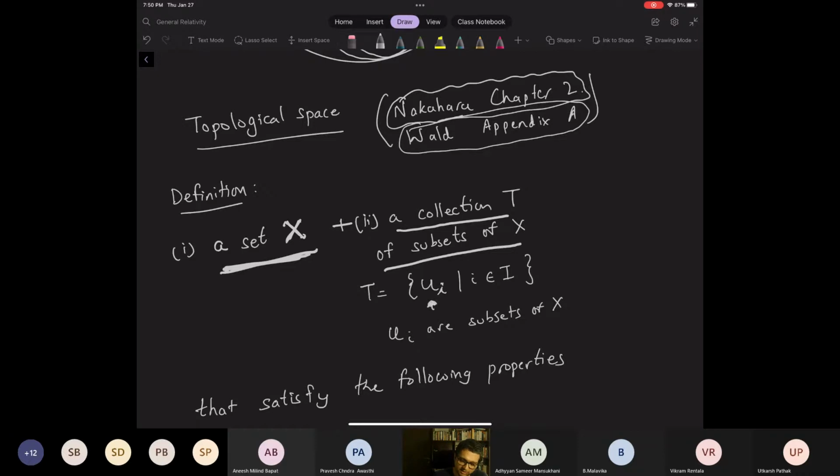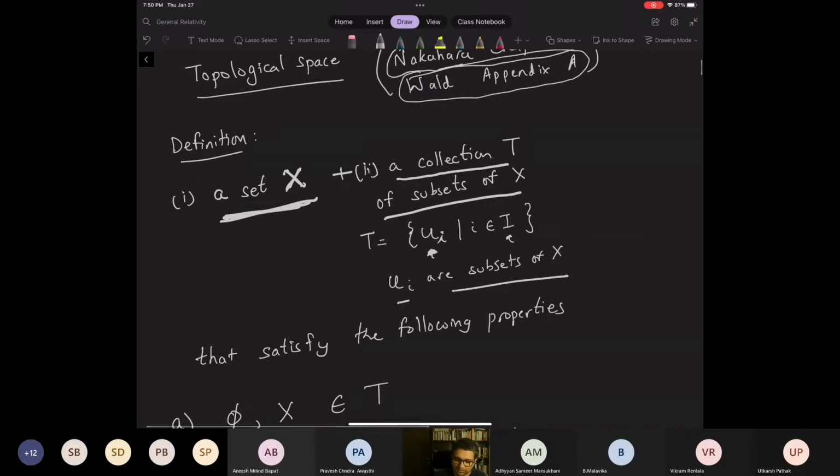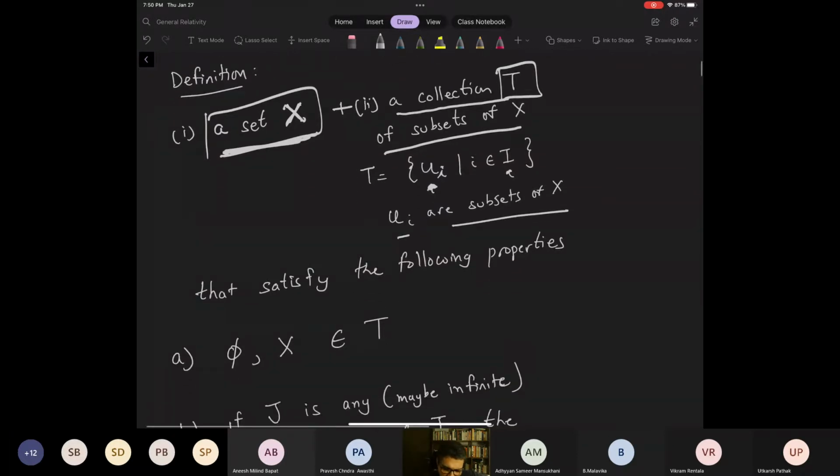Each subset I'll denote as U_i, where i belongs to some index set; this is a label for these subsets of X. Now it could be any number of subsets of X, but X plus its subsets, which are encoded in T, must satisfy three properties. Let's lay out those three properties. The first is that the null set and the set X, which are subsets of X, both belong to T. That is the first condition, and it's a simple enough condition.